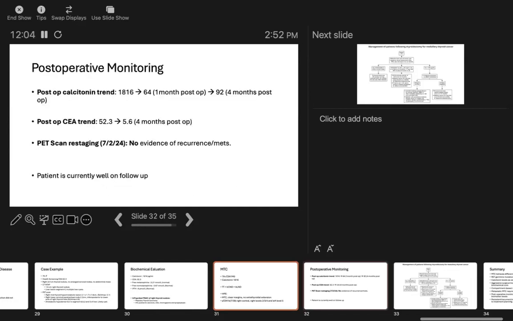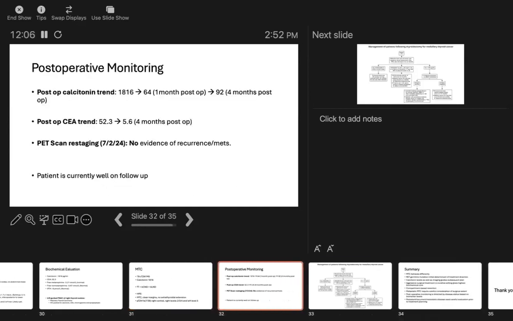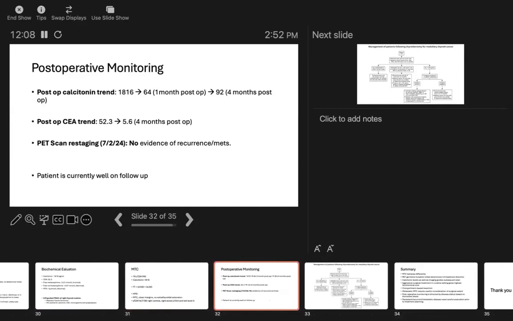Calcitonin was 1,816. So what happened was, at 1 month, it came down to 64 and 92. So it's not really undetectable, right? So there is still an elevated calcitonin level. Post-op CEA trend 52 to 56. Referred to the oncologist, who did a PET scan. No evidence of recurrent metastasis. Patient is well at the moment, so we're just following him up.